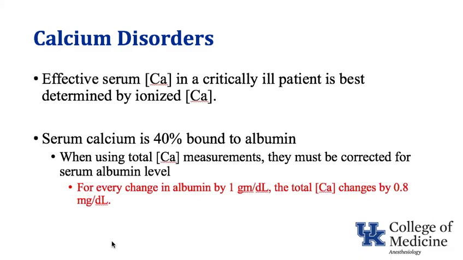In calcium disorders, the effective serum calcium concentration is best determined by the ionized calcium concentration. The serum calcium is approximately 40% bound to albumin, so when using the total calcium measurements, they must be corrected for the serum albumin level, which is typically described as: for every change in albumin by 1 gram per deciliter, you would expect the total calcium to change in the same direction by approximately 0.8 milligrams per deciliter.